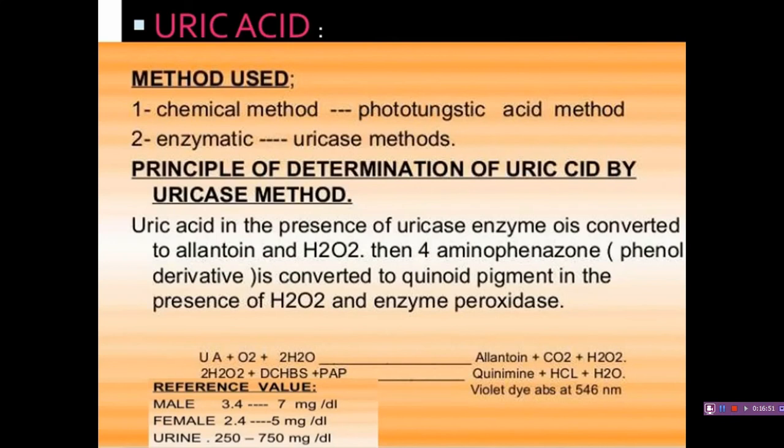Estimation of uric acid. The following methods are used: the chemical method and the enzymatic method. Principle of determination of uric acid by the enzymatic test: uric acid in the presence of uricase enzyme is converted to allantoin and H2O2, then 4-aminophenazone is converted to quinoid pigment in the presence of H2O2 and the enzyme peroxidase.